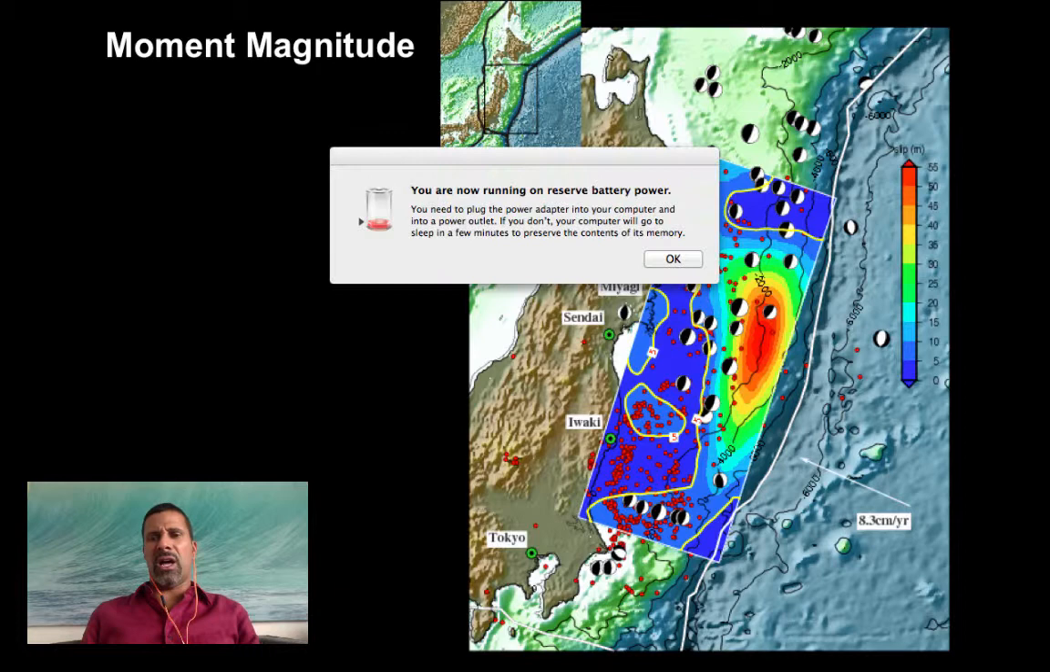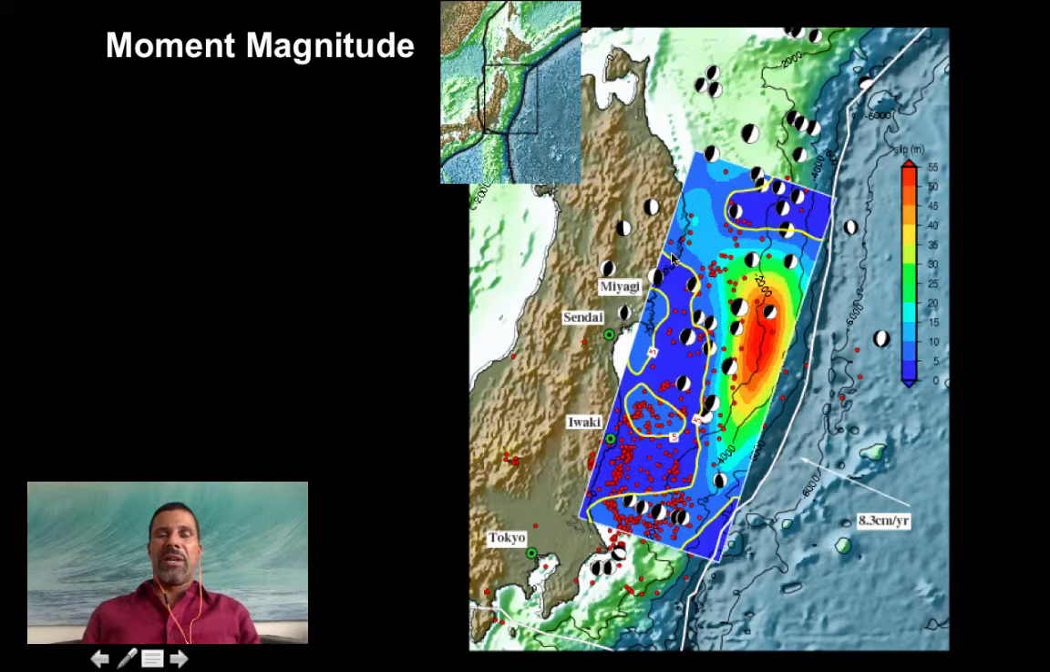That's an awful lot, and I'm not sure that number's right. I want to check that out again. You can see the plate velocity is coming in at 8.3 centimeters per year. It's pretty fast, so it could have accumulated a lot of strain since the last earthquake.